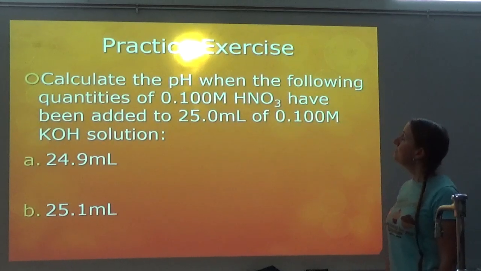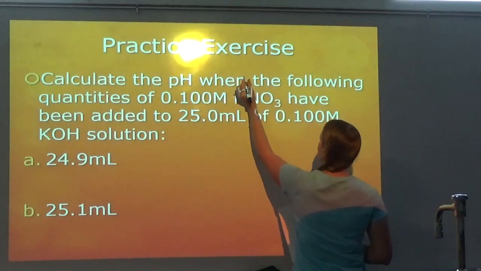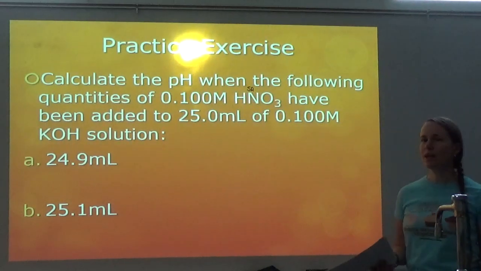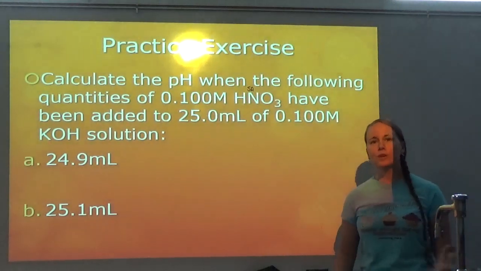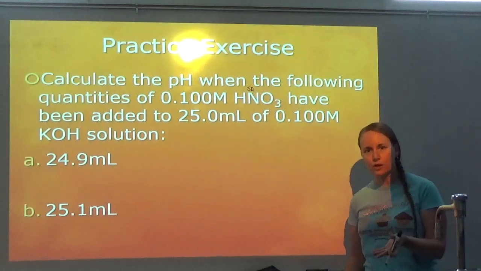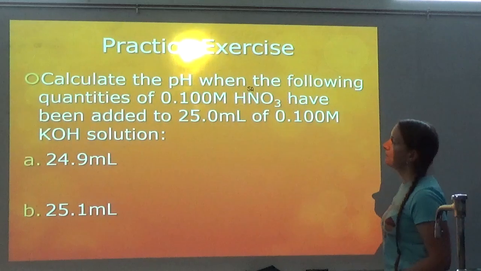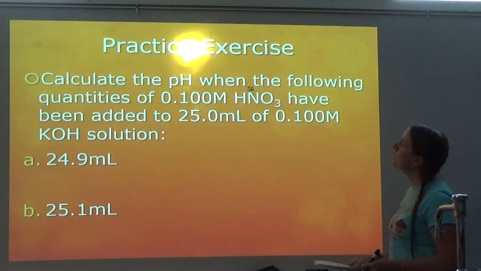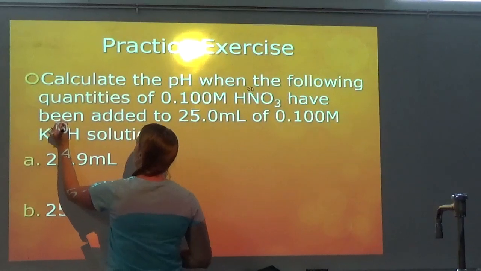So it says calculate the pH when the following quantities of 0.1 molar HNO3, so I know that's a strong acid. Right now, I know it probably seems like a waste for me to write strong acid and strong base, but remember on the AP exam, it's not like there's a section where you know it's strong, strong, or weak, strong. So I always like to label to make sure I know which one I want. Alright, so we have the following quantities of HNO3 have been added to 25 milliliters of 0.1 molar KOH solution. So that's the strong base. So I know it's strong, strong.